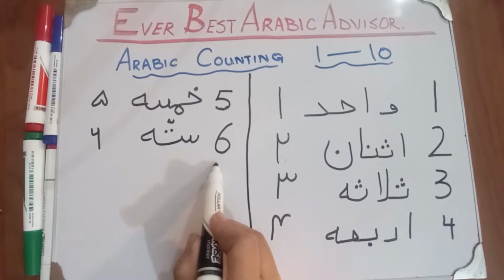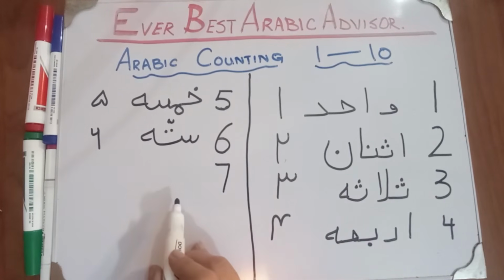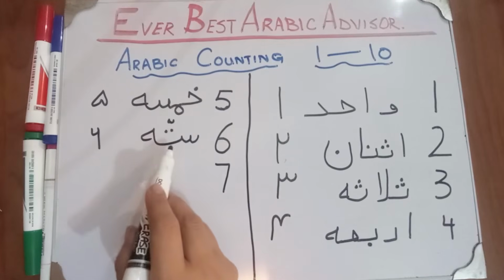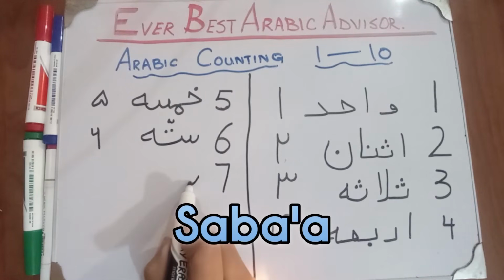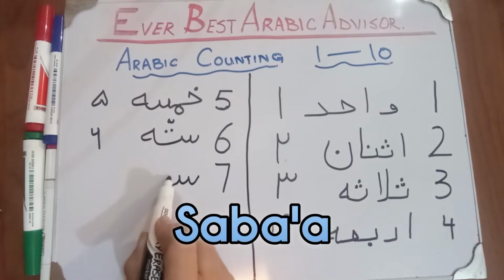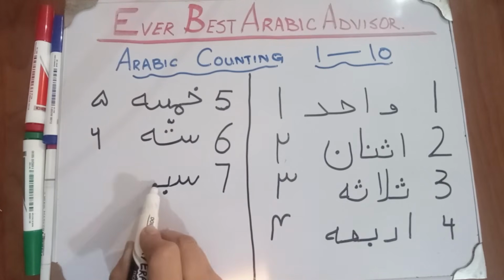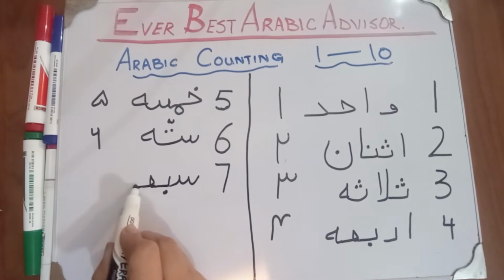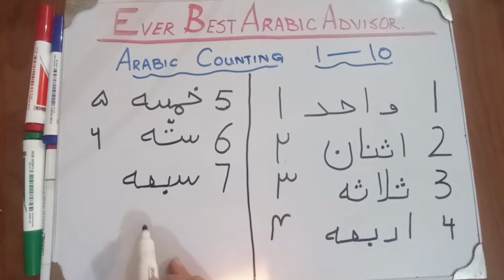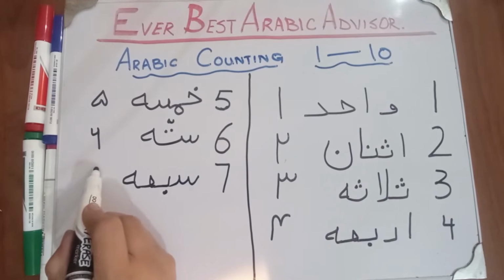Okay, now for number 7, it is sab'a. Sin, then ba, then ain, and then ha. Sab'a. For number 7, it is just like this.